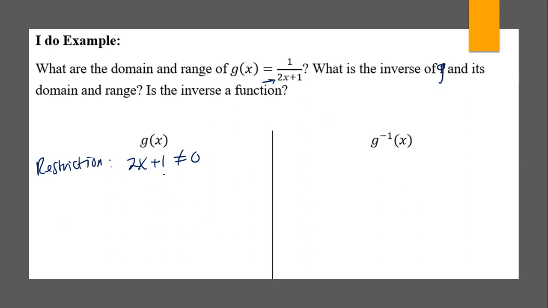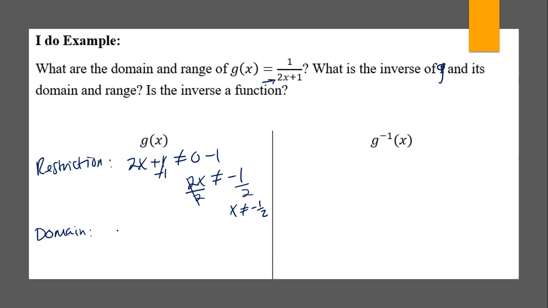I've got to get x by itself. So what am I doing? Subtracting 1, and I'm left with 2x cannot equal -1. And then I'm dividing by 2. So x cannot equal -1/2. That's my domain restriction. Right here where it says 2x plus 1, to get x by itself, we subtract 1. What I do to one side, I do to the other.